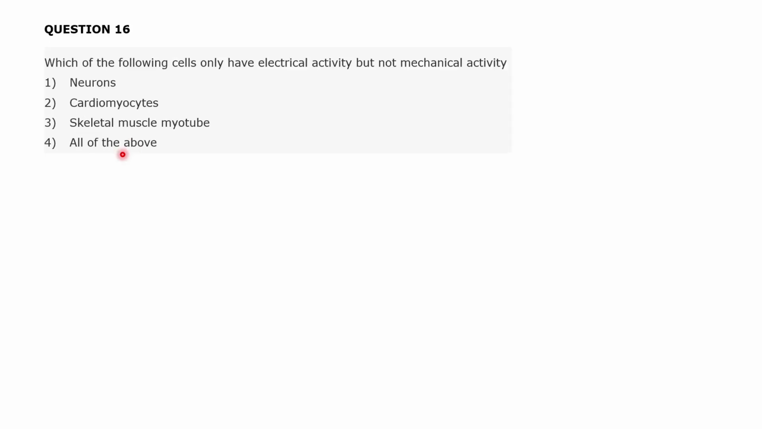So coming on to question number 16. Which of the following only have an electrical activity but not a mechanical activity? Neuron, cardiomyocyte, skeletal muscle myotube, or all of the above? Only electrical activity but no mechanical activity. Okay, I'm getting option number 1, right? Option number 1 is neurons. Basically, it shows the electrical activity, right?